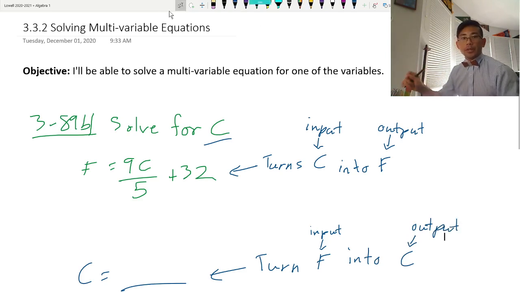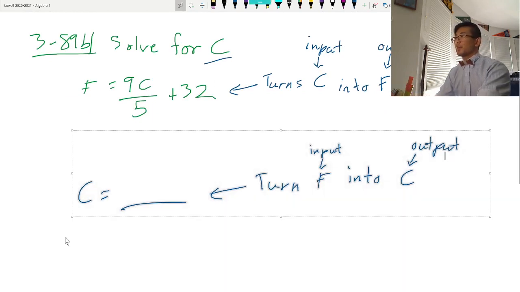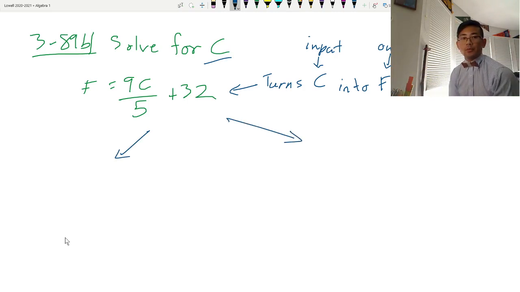There's a couple ways we could do this, but at the end of the day, it's just manipulating this equation to get C by itself. There are two possible first steps, but either way, we should end up at the same place. What I'm going to do first is subtract 32 from both sides. Again, my end goal is C equals.